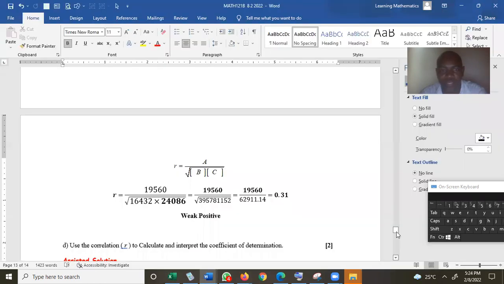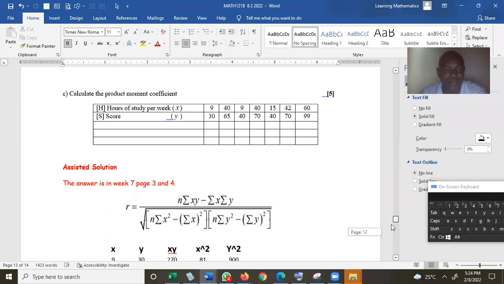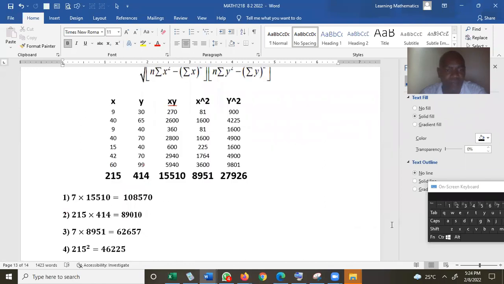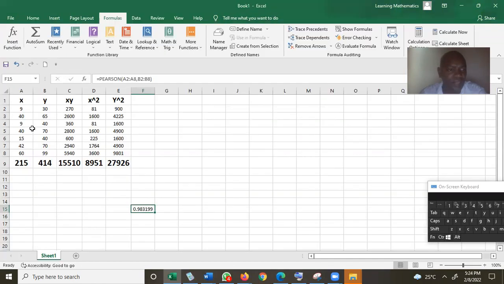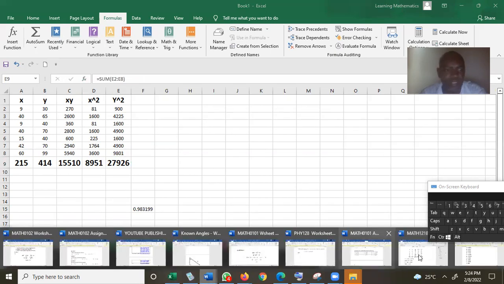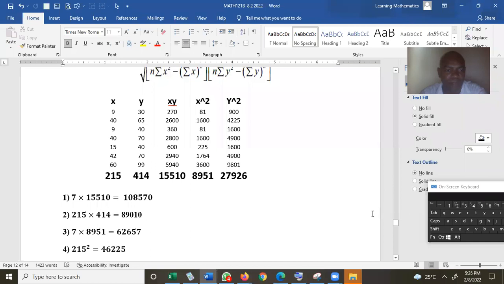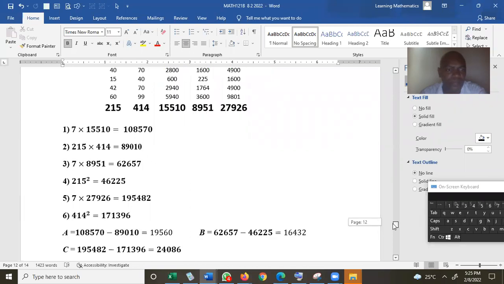To see where the mistake is, I will have to go back here. These are correct. These are correct. Sum of X, sum of Y, sum of XY, X squared, Y squared. Okay, let's go back and try to locate where the error is. Okay, 7 times 1551, 215 times 414.